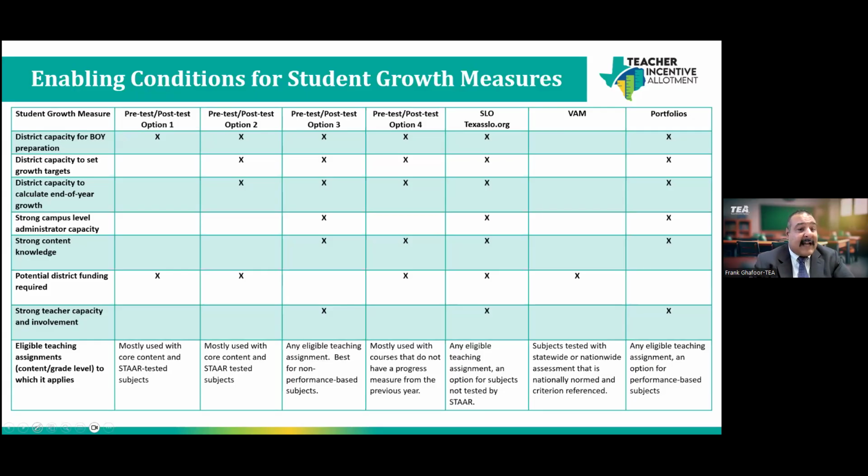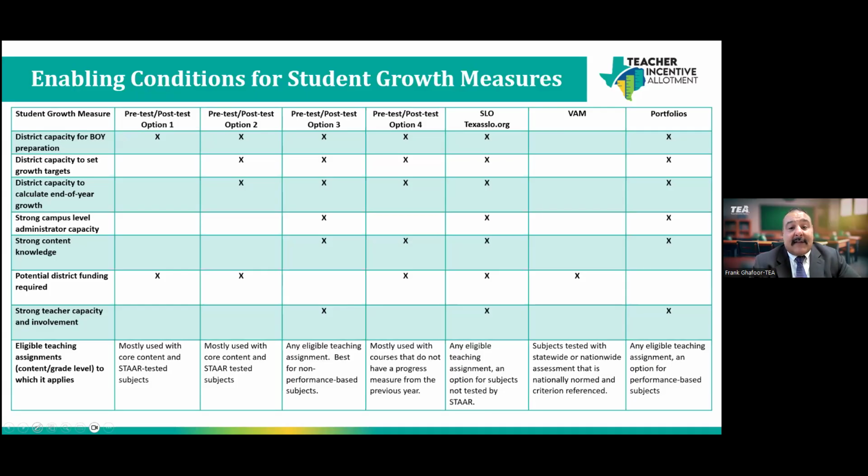When we're looking at pre-test, post-test option two, that is going to be the district's capacity to set that growth and then calculate that growth at the end of the year, since the vendor will not be doing it for you. And then, of course, again, funding can be an issue where you do have to purchase some of these assessments once you start expanding your system out beyond STAR. There are a lot of options out there for you, though. With pre-test, post-test option three, the same as the other two options, those same enabling conditions, but we're going to be looking at both strong content knowledge at that district level to create the test, and then strong campus-level administrator capacity to oversee that administration.